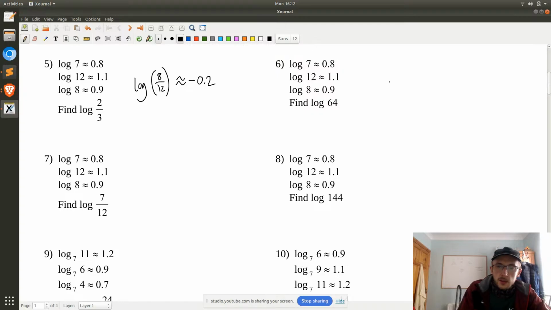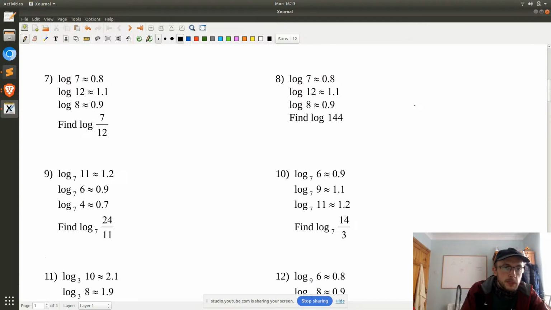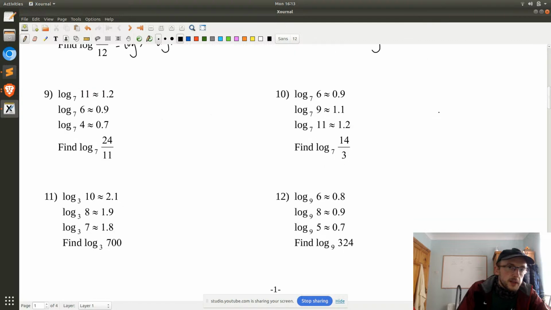So log of 64, well, that's double the log of 8, which is about 1.8 in this case. 7 over 12, log of 7 take log of 12, which is about negative 0.3. 144, that's the square of 12. So it's about 2.2 in this case.